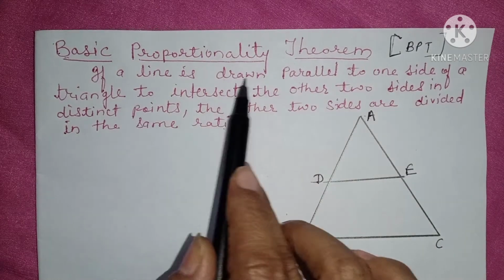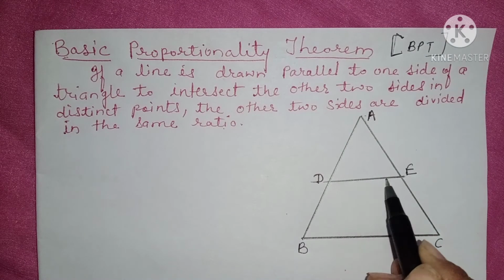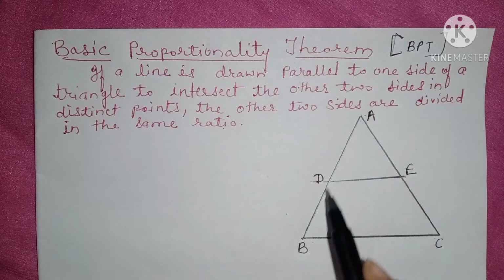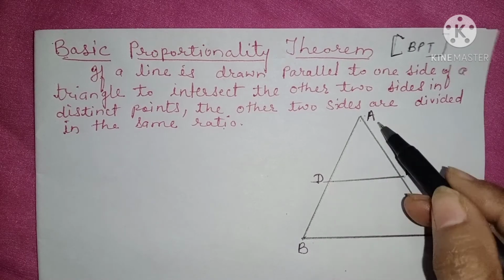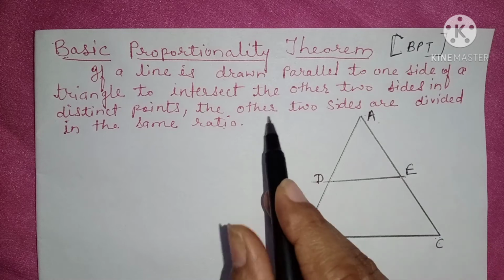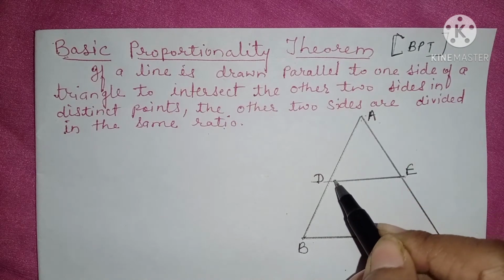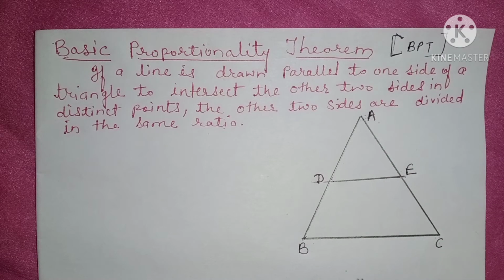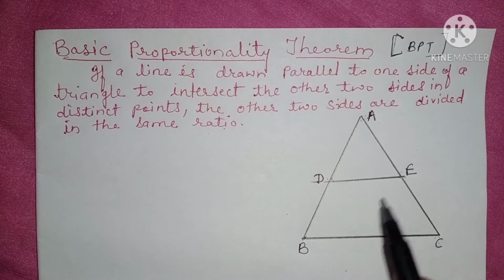What is asked? A line is drawn parallel to one side of a triangle. So it is a triangle ABC, and DE is parallel to BC. It intersects the two sides in two distinct points: AB at D and AC at E. Then the other two sides are divided in the same ratio. So the other two sides are divided in the same ratio, that is, AD upon DB is equal to AE upon EC. Here we have to prove that AD upon DB is equal to AE upon EC. And what is given? DE parallel to BC.